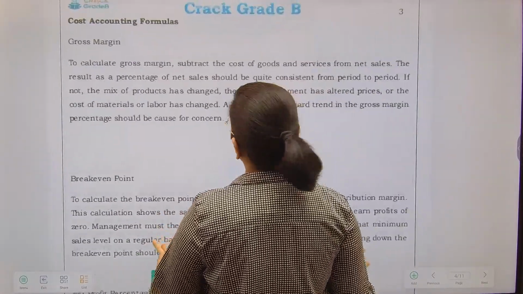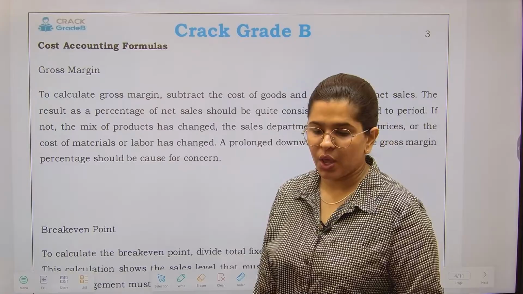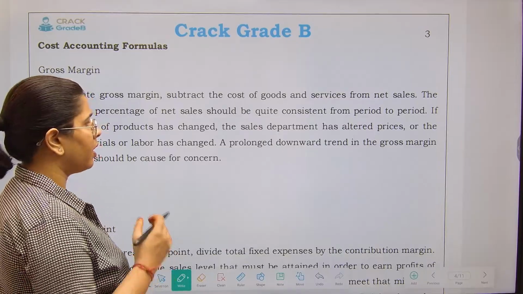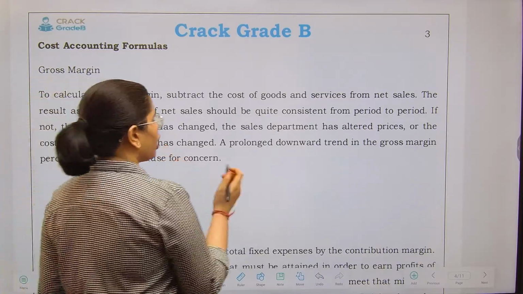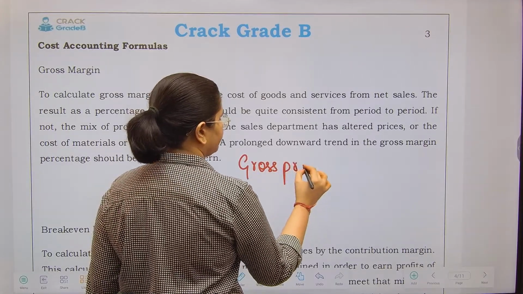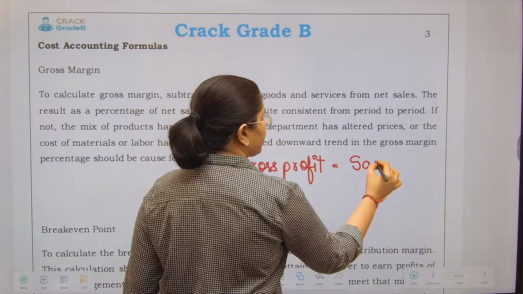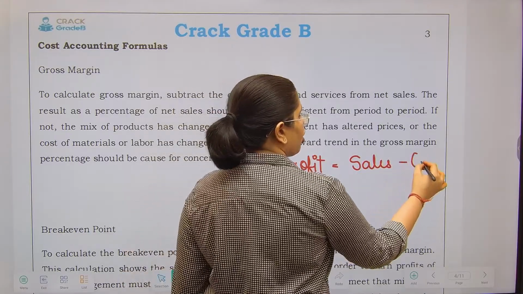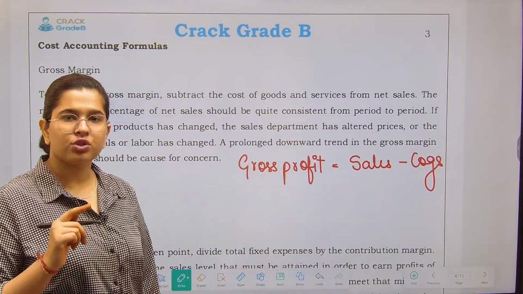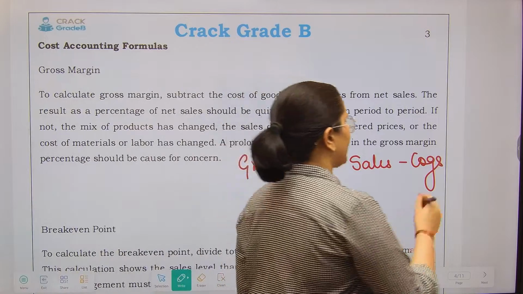Next is the cost formulas. See, ये छोटे छोटे formulas भी, these are important. You just can have a look at them. How is gross profit calculated? See, the formula is sales less cost of goods sold. ठीक है? We call it COGS. Cost of goods sold. How is cost of goods sold calculated? So just see that as well.